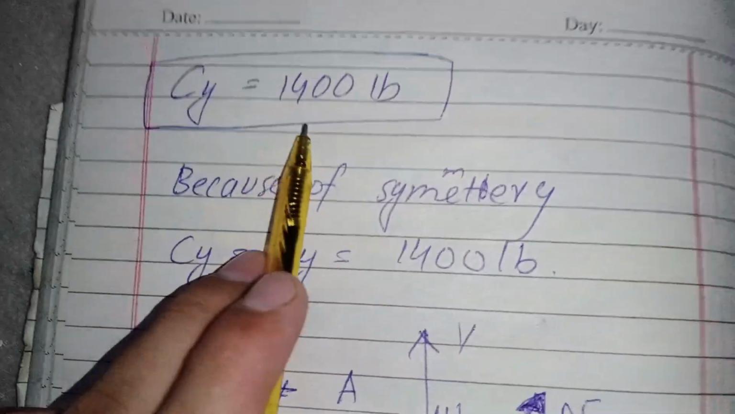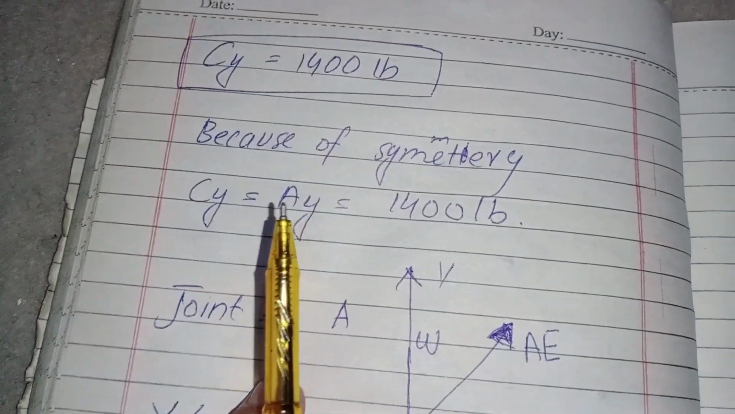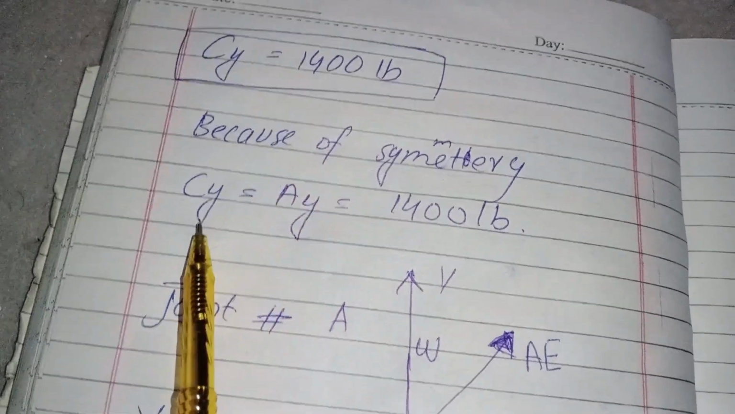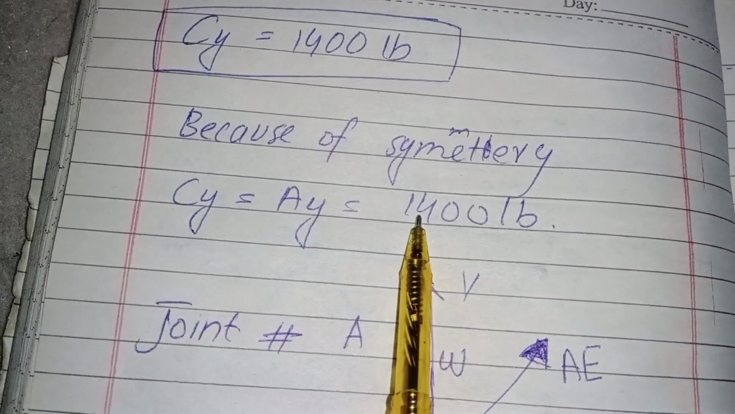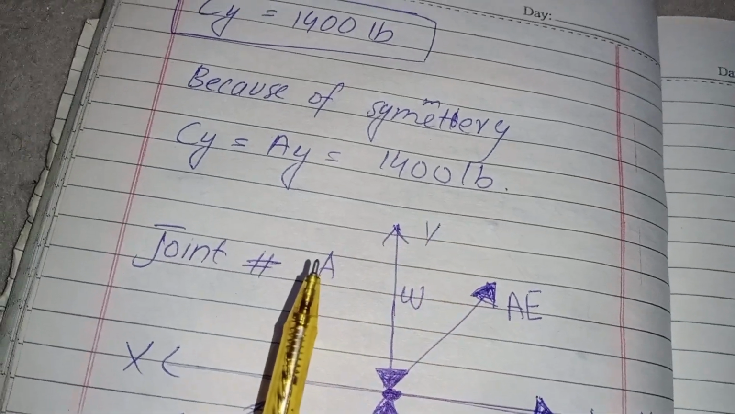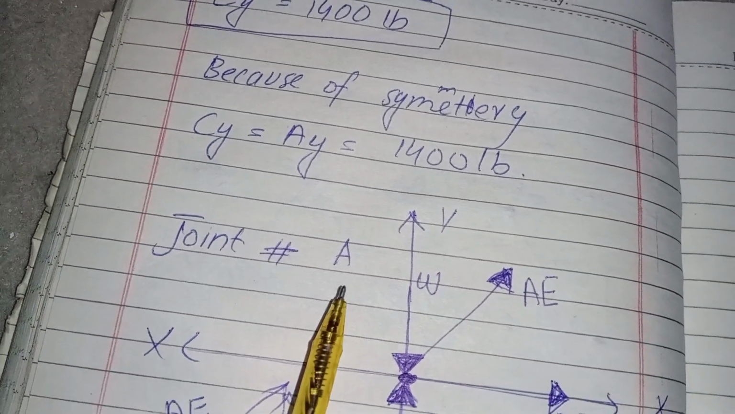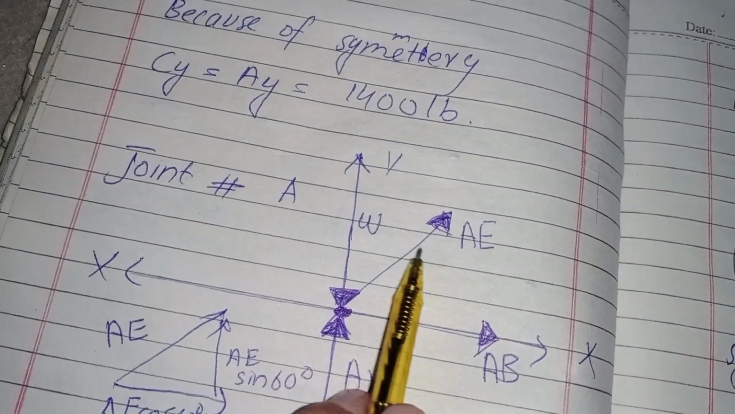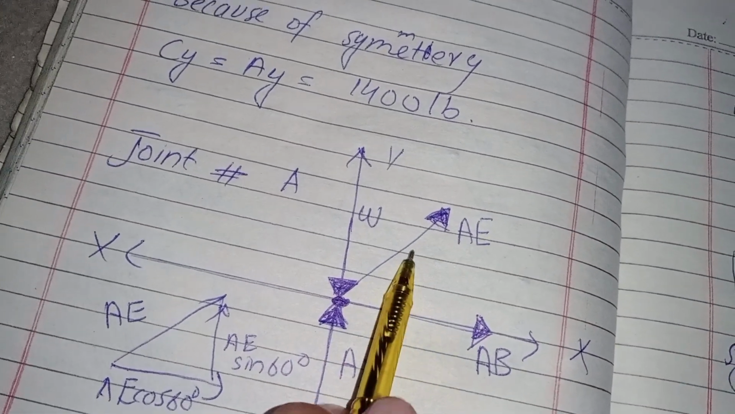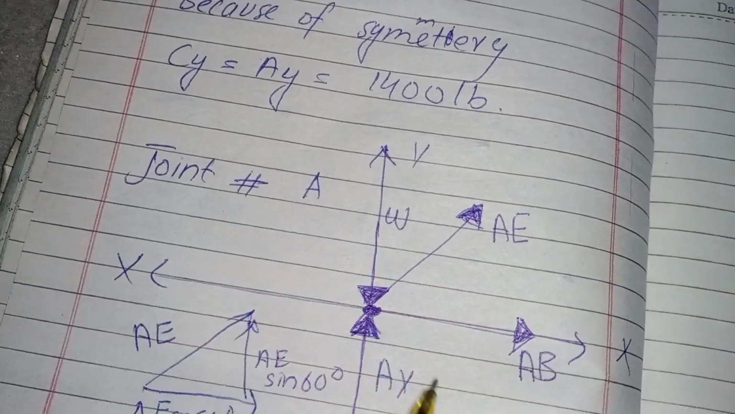So Cy will equal 1400 pound. Because of its symmetry, Cy is also equal to Ay, which is equal to 1400 pound. So now I take joint A to find the force in members. In joint A, I assume that all the forces in each member are in tension.